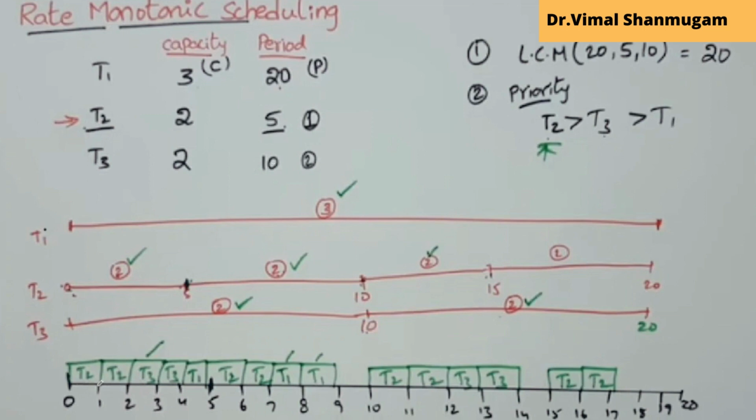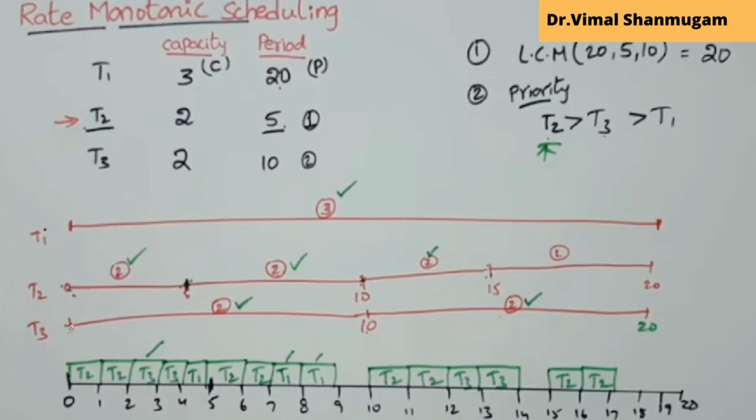How many times is T2 executed? From 0 to 5 minutes, T2 is executed 2 minutes. From 5 to 10 minutes, T2 is executed 2 minutes. From 10 to 15, it is executed 2 minutes. From 15 to 20, it is executed 2 minutes. Okay, T2 accesses the CPU for 2 minutes every 5 minutes.